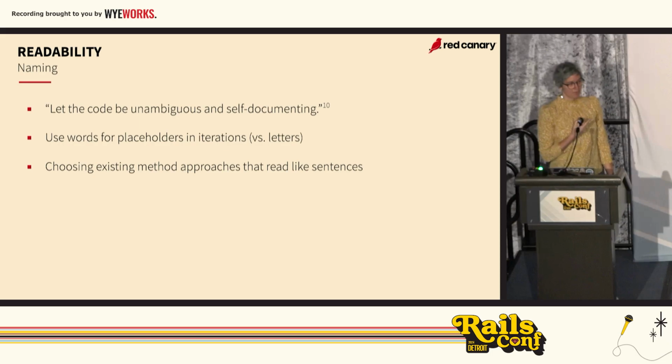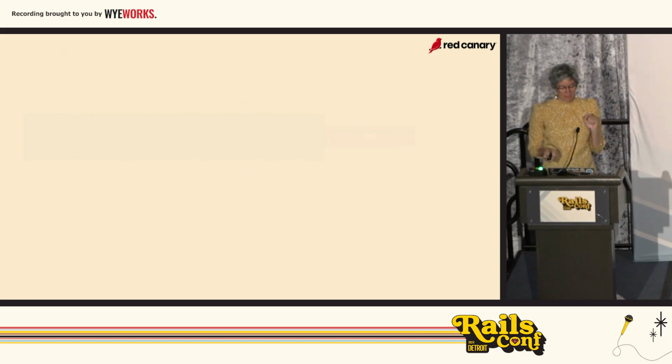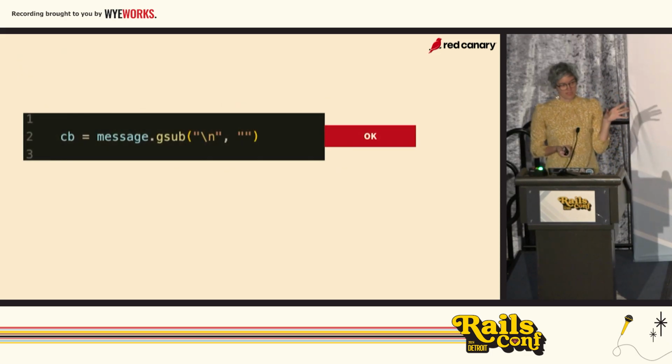Choosing existing method approaches that read like sentences. This is especially true for a language like Ruby, right, which is meant to be grammatically correct, to read kind of like you're writing sentences in English. Here's an example of what I mean by that. This was the code that I found when I was working on an existing file. CB equals message.gsub, new line character, replace it with blank string.